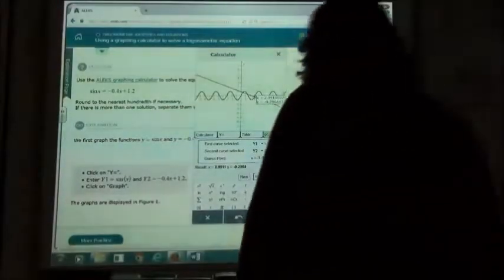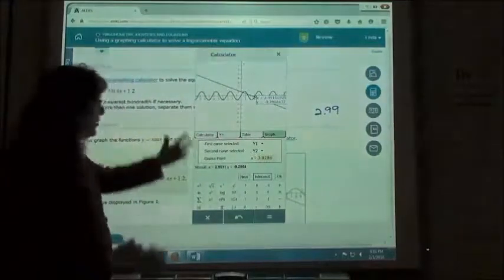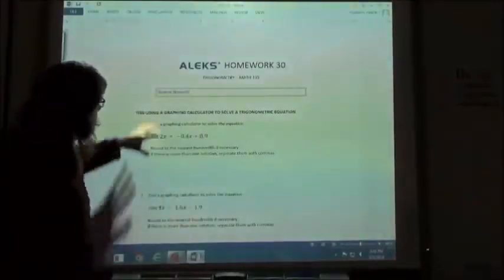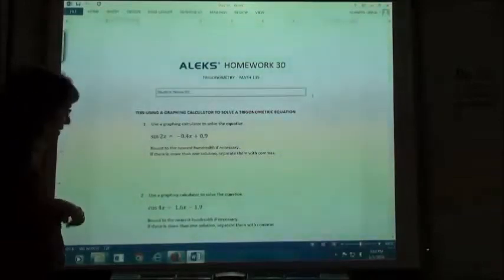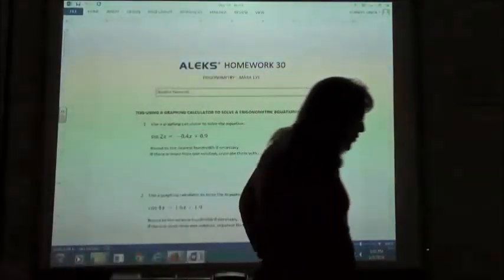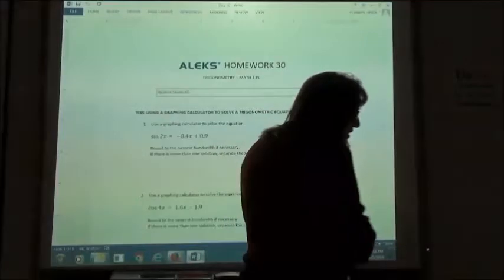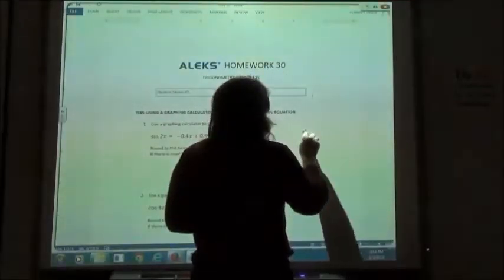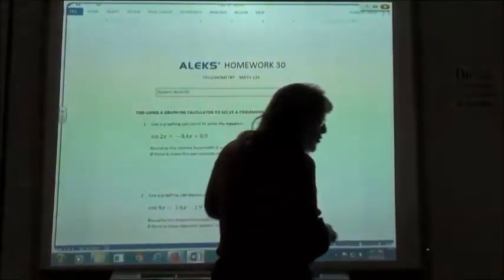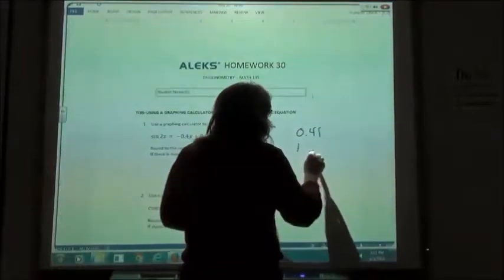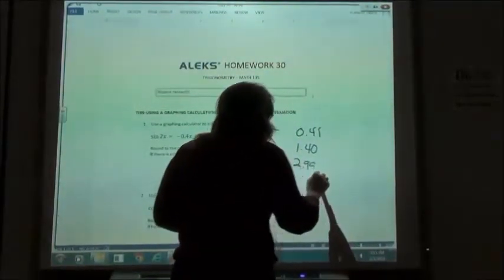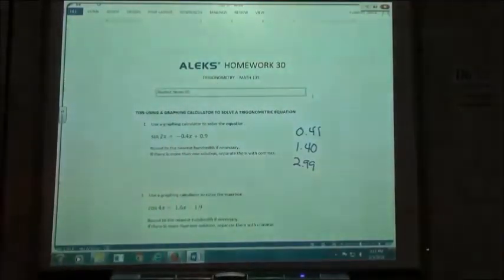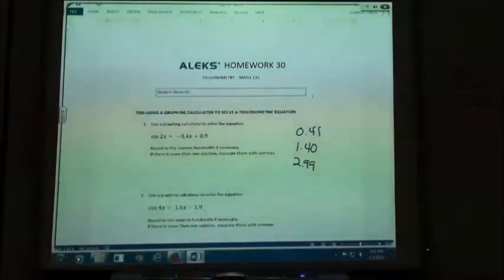So again, just going back to our question, the sine of 2x equals negative 0.4x plus 0.9, we would have those three answers that we got by finding the intersection. 0.41 was the first one we got, 1.40 was the second one, and 2.99 was the last one. So it's just as easy as punching it into the calculator and then finding those intersections.